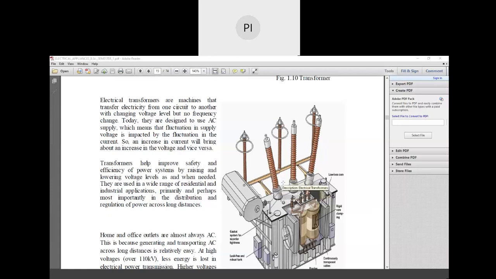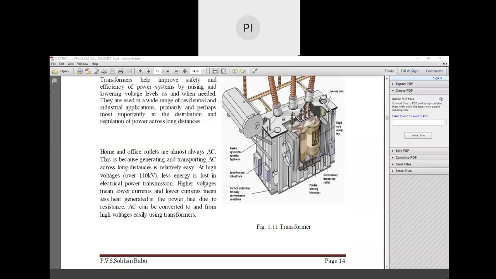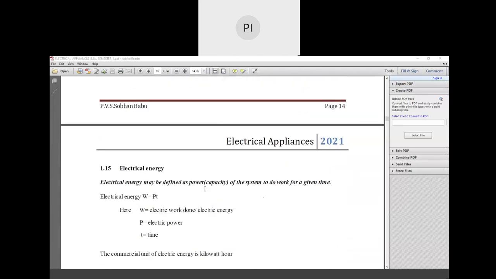So, next is electrical energy. W is equal to PT. PT means power. In the transformer, power remains constant. That is electrical energy. W is equal to PT, where P is power, electric power, and T is time. What is work? Capacity to do work is energy. Capacity to do work is energy. Electrical energy. What is here?